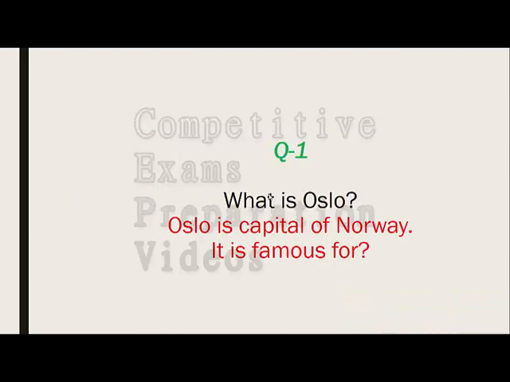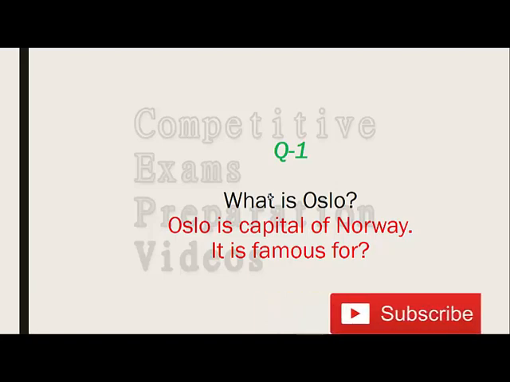What is Oslo? Oslo is the capital of Norway. Norway is a country situated in Europe, in Western Europe. So, what is it famous for? Oslo is famous for awarding Nobel Prizes. We can take an example of our scientist Dr. Abdul Salam. He was awarded the Nobel Prize in 1979. So these Nobel Prizes are awarded in Oslo, in Norway.